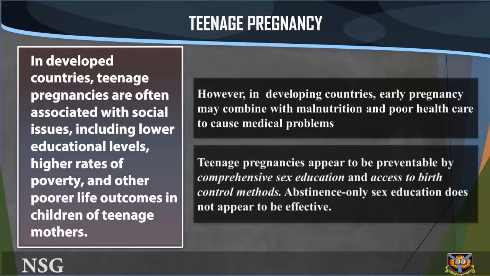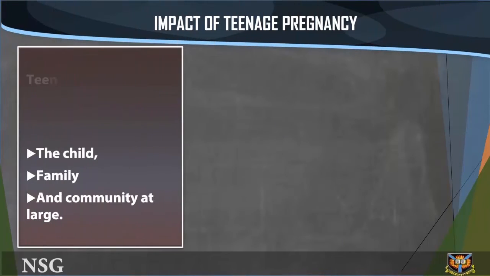However, in these societies, early pregnancies may combine with malnutrition and poor health care to cause medical problems. Teenage pregnancies appear to be preventable by comprehensive sex education and access to birth control methods. Abstinence-only sex education does not appear to be effective.